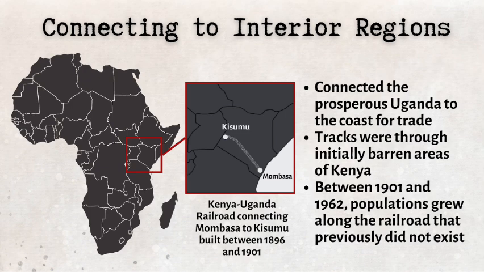This railroad is a perfect example to illustrate the last key concept of this topic. Railroads, steamships, and the telegraph made exploration, development, and communication possible in interior regions globally, which led to increased trade and migration.